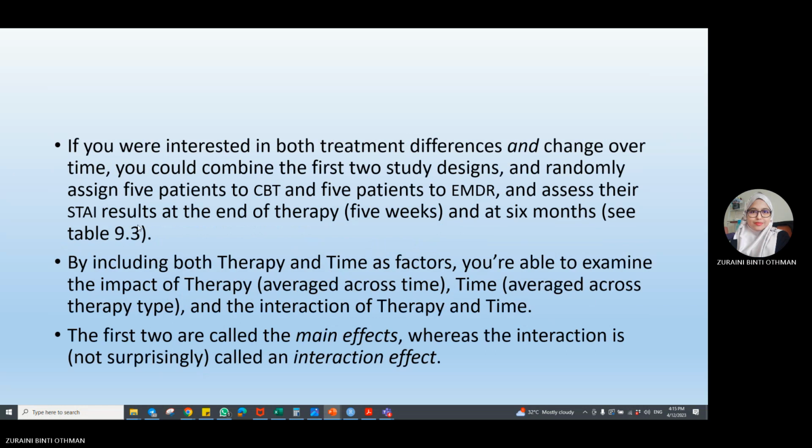Okay. By including both therapy and time as a factor, you are able to examine the impact of therapy averaged across time, averaged across therapy, and the third one is the interaction between therapy and time. Okay, the first two are called main effects, whereas the interaction is, not surprisingly, called the interaction effect. Okay, we call that the time and the therapy are the main effects, and the interaction effect is from the therapy and time.